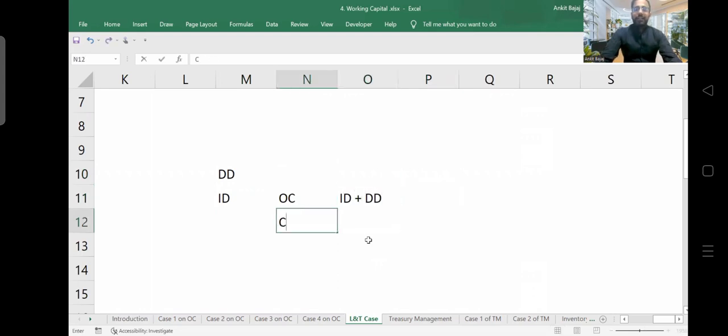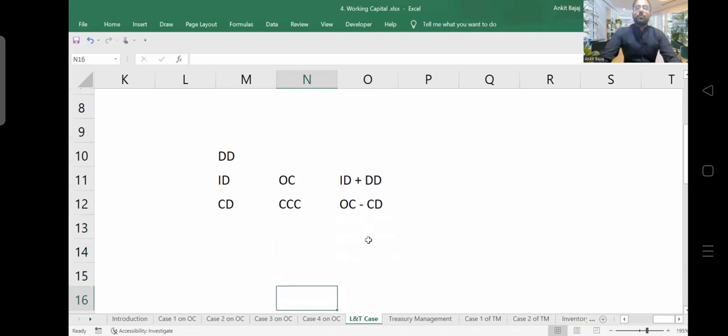And if you want to calculate the cash conversion cycle, you should have creditor days. If you have creditor days, then it is easy to calculate the cash conversion cycle also. The formula is operating cycle minus creditor days. This is how you can calculate the operating cycle and cash conversion cycle. But what if this data is not given in the question? Then what will you do?